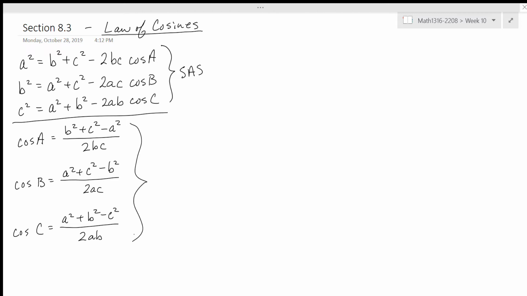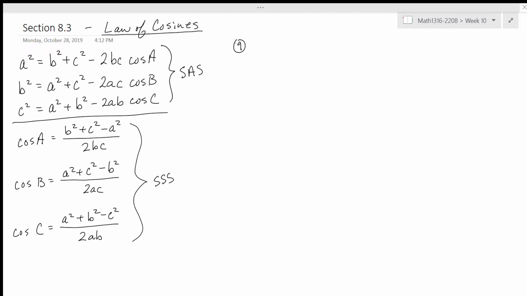And these 3 formulas are used if you have a side-side-side setup. If you have all 3 sides, you can use one of those formulas. And the first example we're going to look at is number 9. And before I do that, I need to make sure everybody's ready to go. Anybody still writing those down?